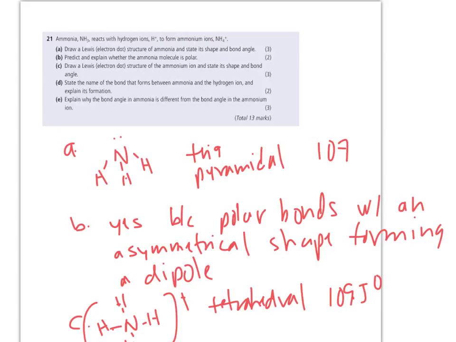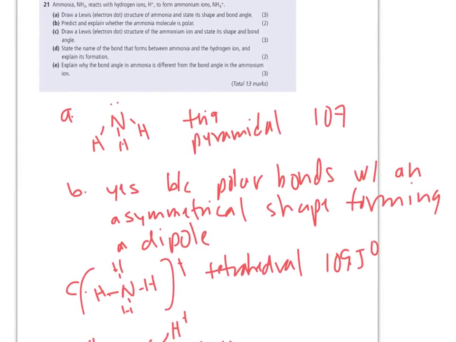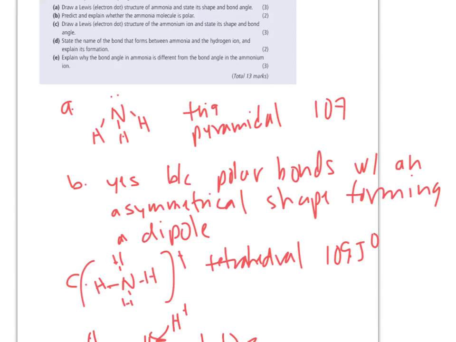And then C, draw a Lewis electron dot structure of the ammonium ion, state its shape and bond angle. Well, this is going to be a true tetrahedral because now I've got a fourth hydrogen on there. So all 4 electron domains are bonding. So this would be tetrahedral with 109.5.